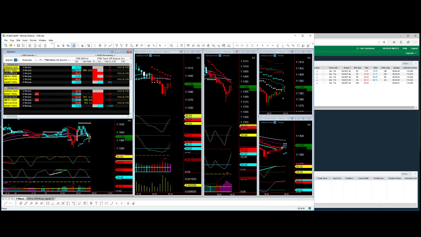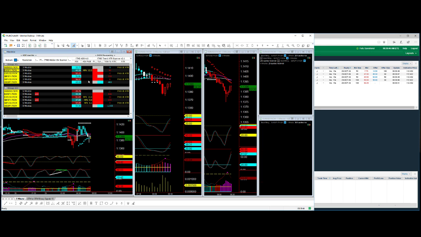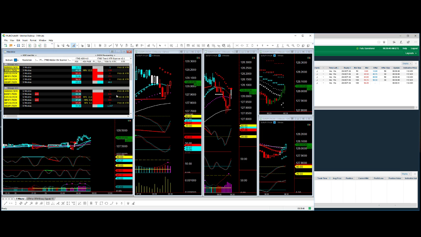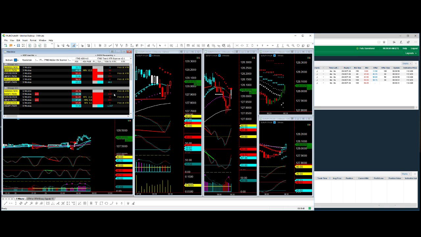Let's go and look at the euro yen. Any of these that have the MPK in this column tells me they're in the middle of a retracement. That means I'm going to be counter trend trading, not trend trading. Okay.